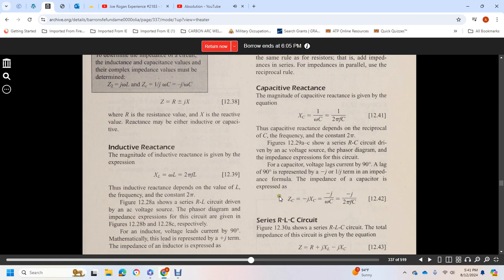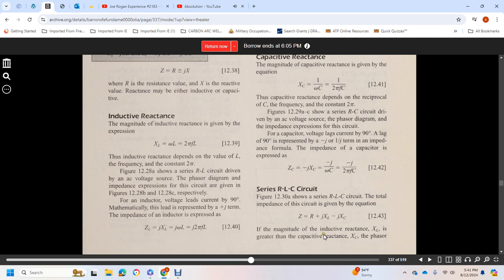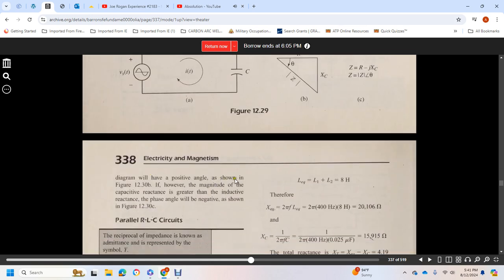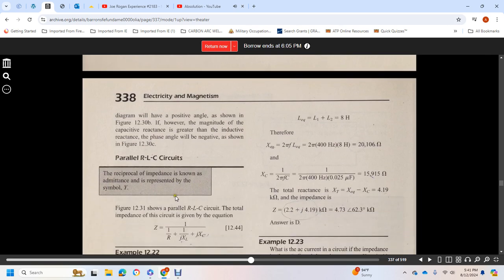Next, the series RLC circuit, figure 12.30, which shows the RL circuit. The total impedance of the circuit is given by the equation: impedance is equal to the resistance plus j times the inductive reactance minus j times the capacitive reactance. If the magnitude of the inductive reactance is greater than the capacitive reactance, the phasor diagram will have a positive phase angle, shown in figure 12.30b. If however the magnitude of the capacitive reactance is greater than the inductive reactance, the phase angle will be negative, shown in figure 12.30.